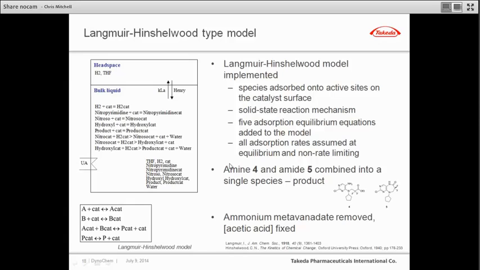We also combined the amine and the amide into a single product species for simplicity. And as I mentioned, we removed ammonium methylvanadate from the system. Acetic acid, which was included in the system to enhance the rate of cyclization to the amide, was fixed throughout.